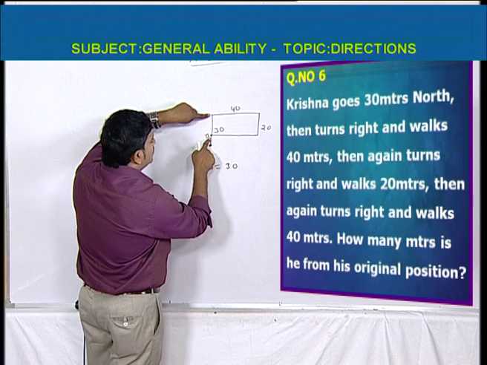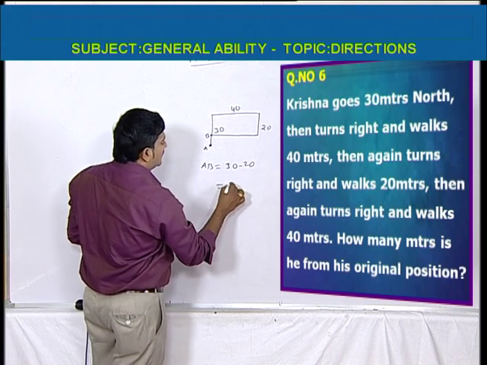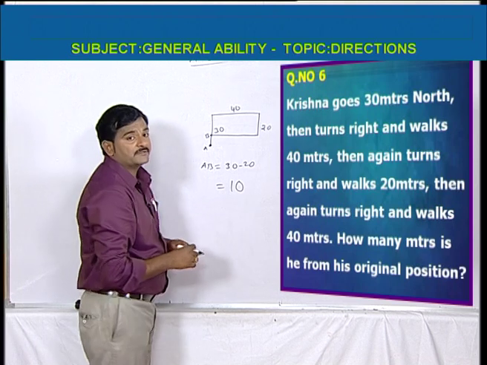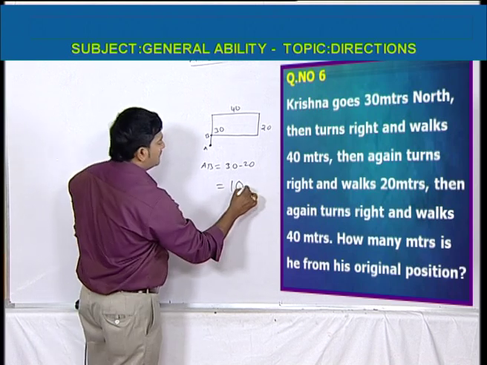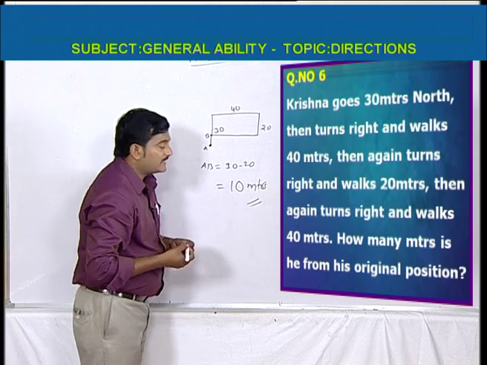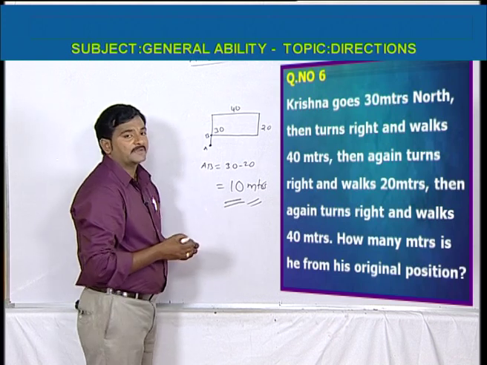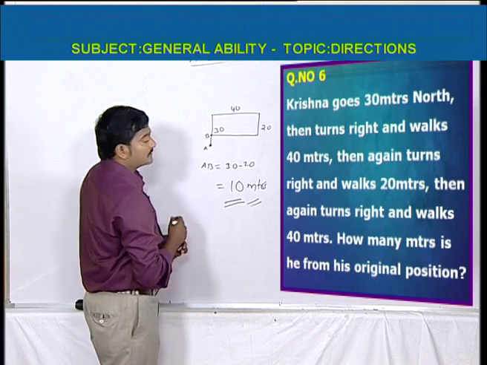But what about from starting point to B? It is only 20. So 30 minus 20 means how much are you getting? Simply you are getting 10 meters. Therefore, how far is he? How many meters is he from starting point, means how many meters can we say? 10 meters we can say. Okay, just have a look at that. You will get the idea.